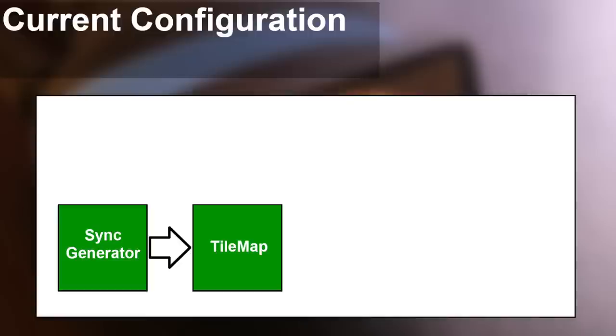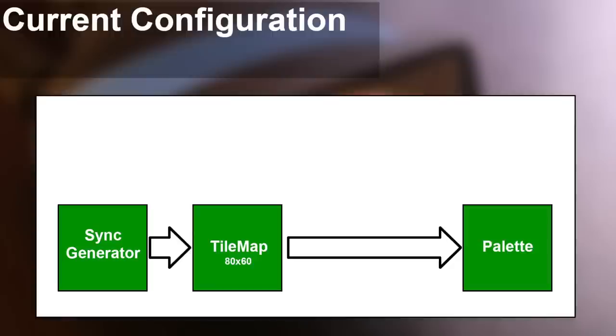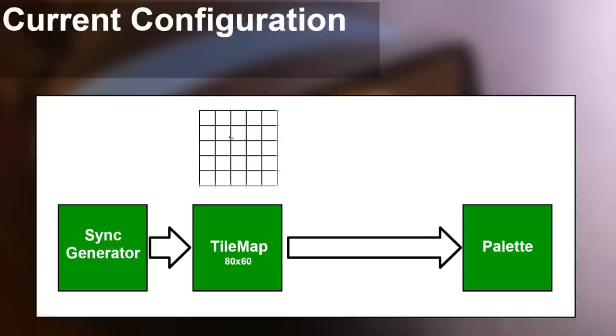Let's start by looking at the current configuration of the VGA circuit. The first circuit we built was the sync generator, and then we connected that to the tilemap circuit, which at the time we referred to as the frame buffer. That outputs 80 by 60 pseudo pixels, and I've explained a couple of times how those pixels are actually just going to be the tile indices in our tile map. But for the time being, we're outputting the 8-bit data that comes out the back of the tile map directly to the palette, to give us this very simple 80 by 60, 256 color frame buffer. So each of these blocks is actually 8 by 8 of our final pixels in size, and we just get these big chunky images out, but it's been working for us.